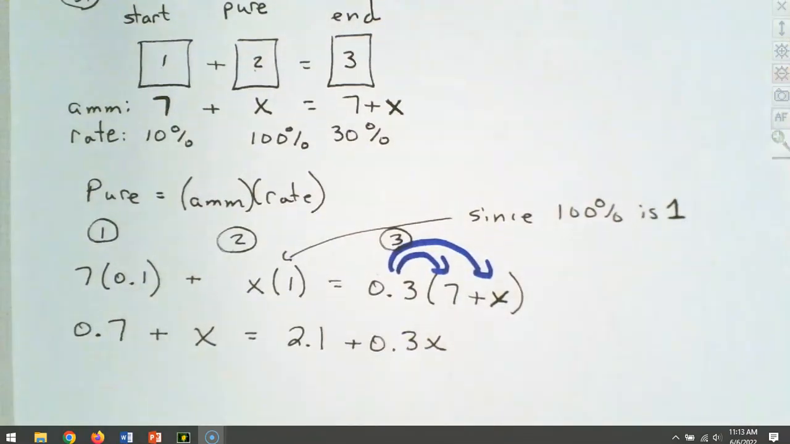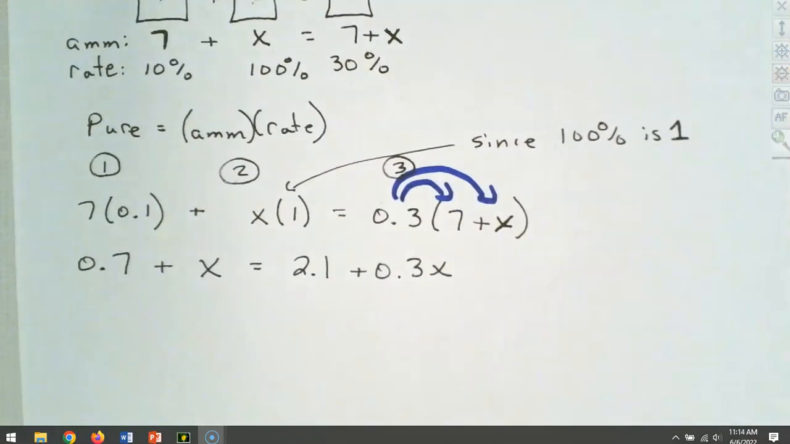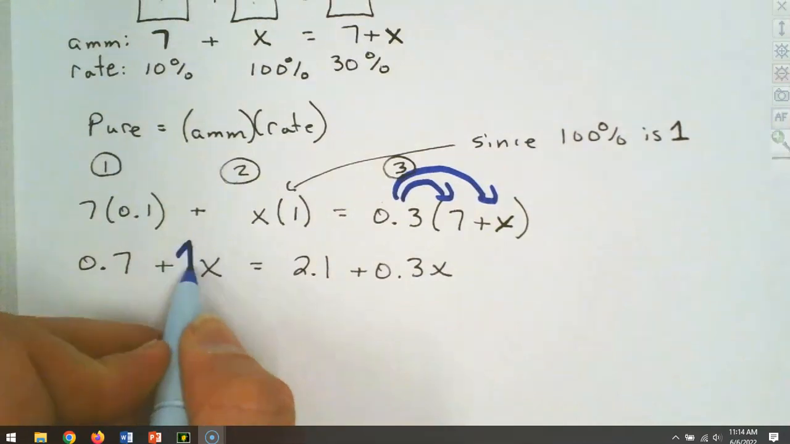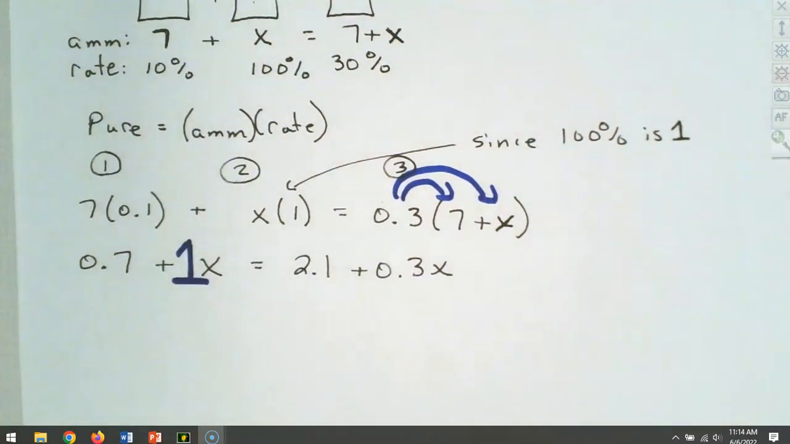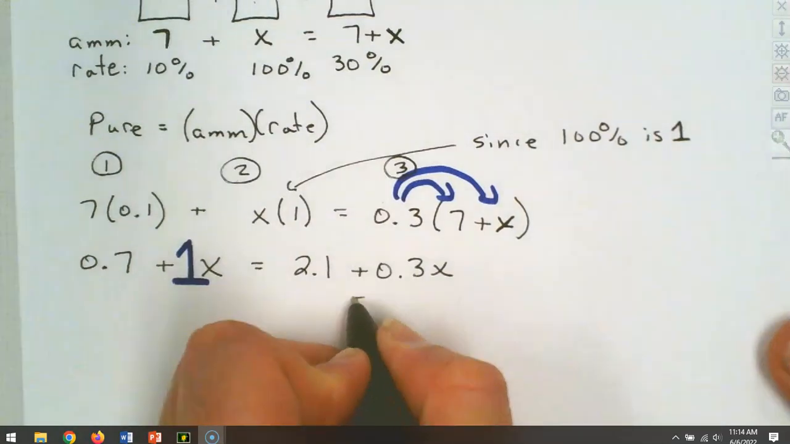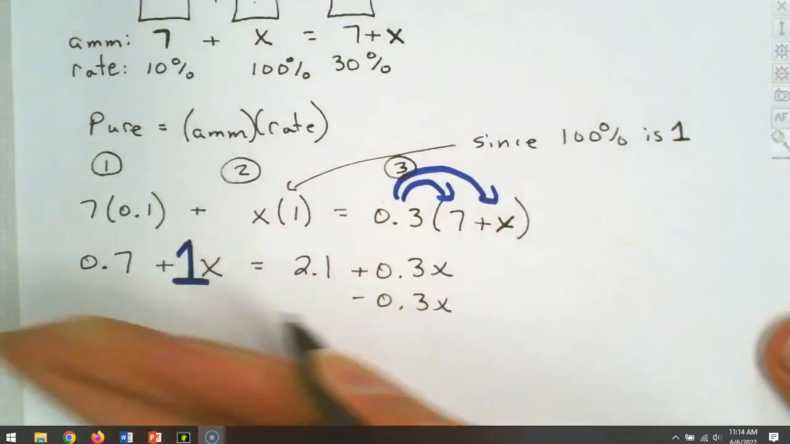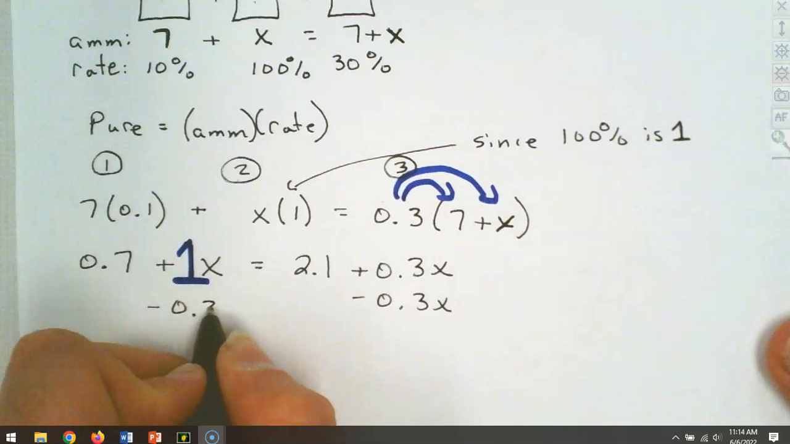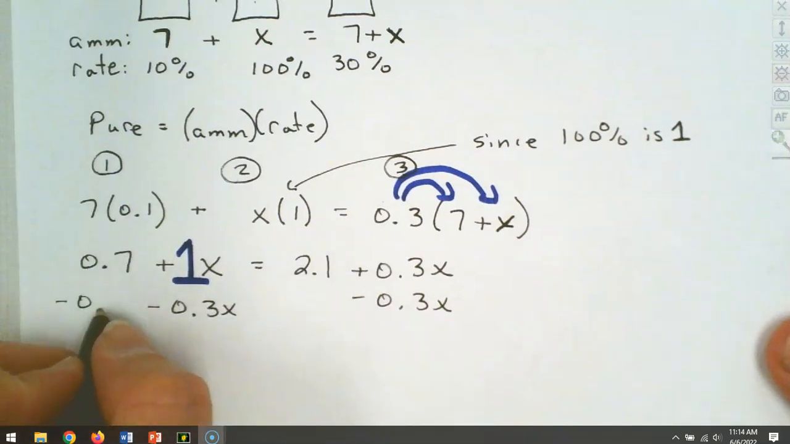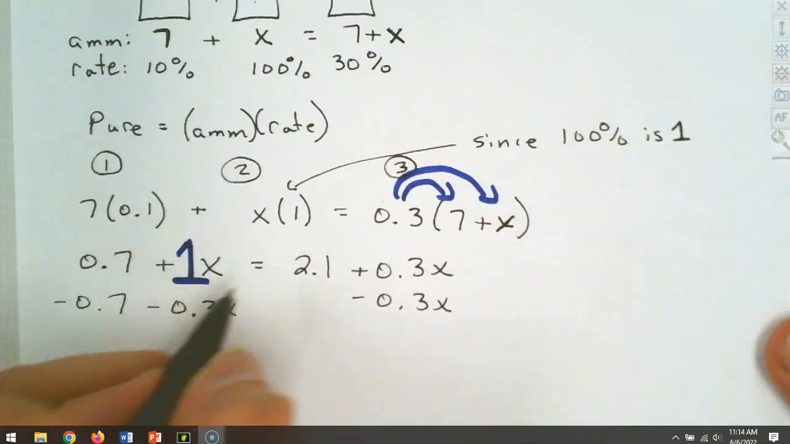Now we can solve it. Here's where students make a mistake. Whenever we work with decimals, let's put a 1 right here. That way we remember that it is 1x. That way when we move the decimals over, we don't make a mistake. I'm going to move the 0.3x over. And I'm going to subtract off that 0.7 as well.